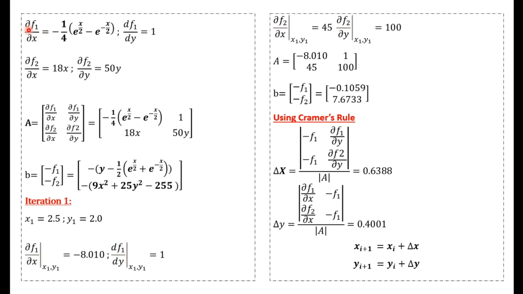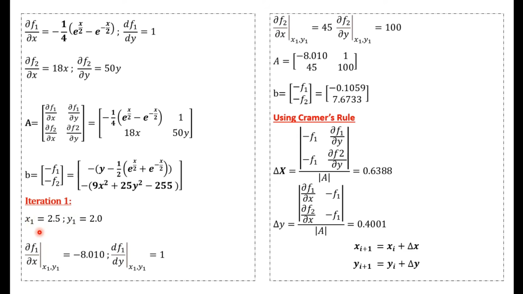First we calculate the derivatives of the functions with respect to x and with respect to y: this is the partial derivative of f1 with respect to x and y, and the partial derivative of f2 with respect to x and with respect to y. After substituting all these values in this matrix, we get this one, and similarly for b we substitute the values of the functions in the matrix, and after that we start the iteration process. This is our first iteration and this is our initial guess x1 and y1.